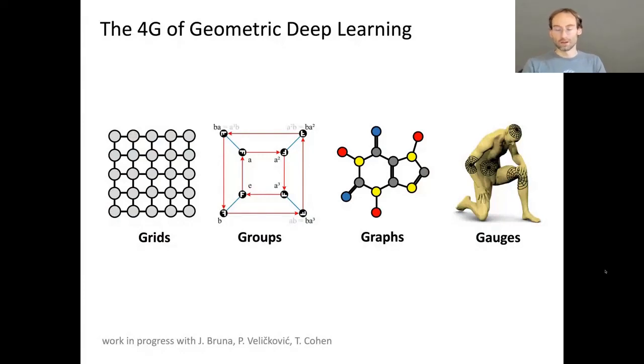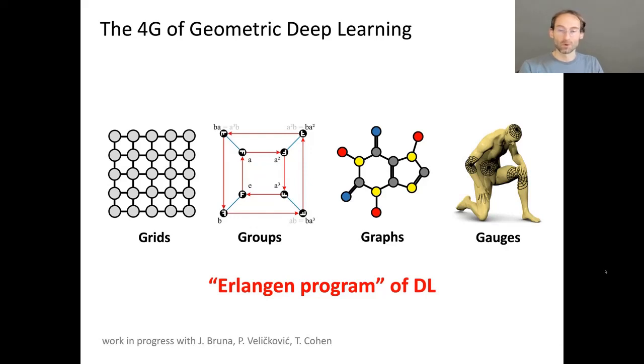So let me draw this talk towards the end. I talked today primarily about graphs, a little bit about manifolds, but we can really think of the 4G of geometric deep learning. These are grids, groups, graphs, and gauges. And I think a good analogy is what is known in the history of mathematics as the Erlangen program of the mathematician Felix Klein, which provided a unifying framework for the zoo of geometries that existed in the 19th century, and was a fundamental insight in physics with the famous Noether theorem, which showed that you can derive different conservation laws, such as conservation of energy or conservation of momentum, from the principles of symmetry or some invariants.